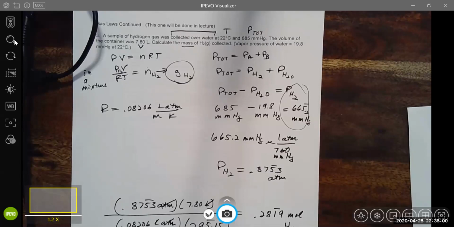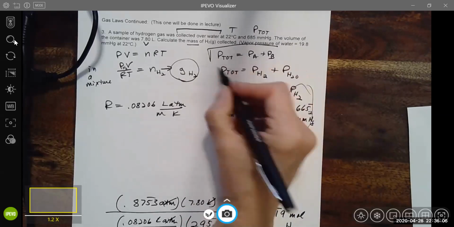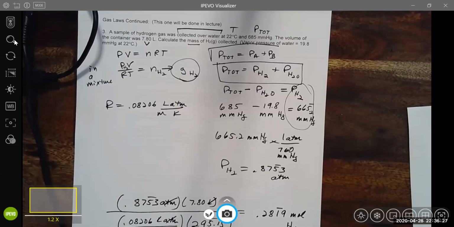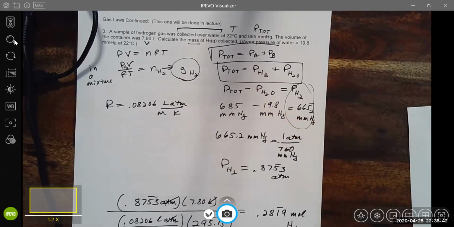Just know that what I'm doing on these collected over water problems is I always have to account for the water vapor. There are different ways to ask these. This is probably one of the simpler ways. Right now, I'm just saying it was collected over water, what's the mass? This can be part of a stoichiometry problem where you say this reaction occurs and then the gas is collected over water. So this could be one part of a bigger stoichiometry problem. So watch out for those. But this is the key.